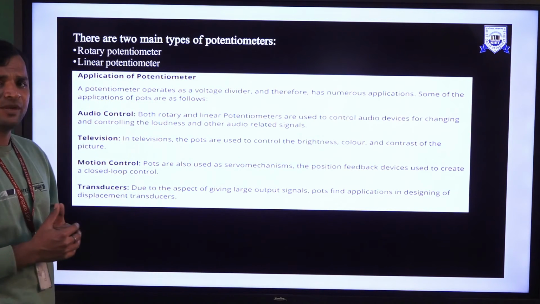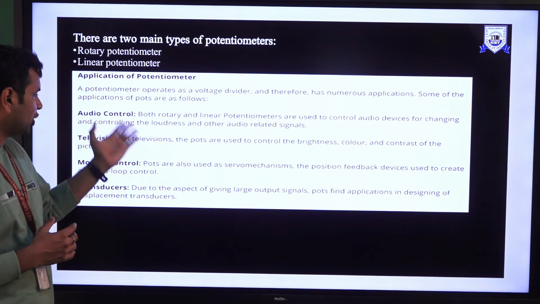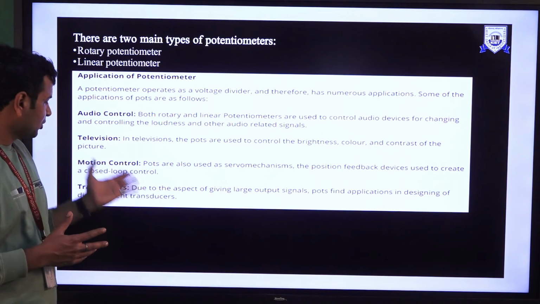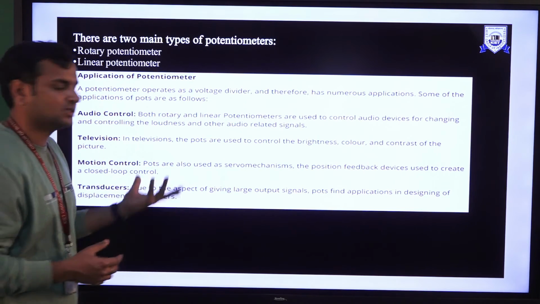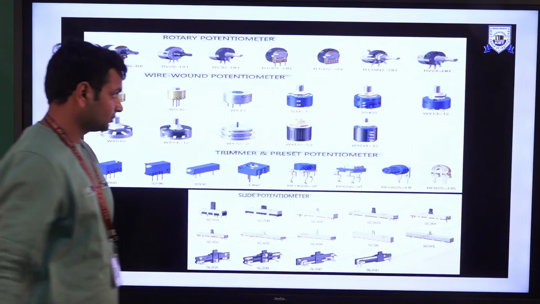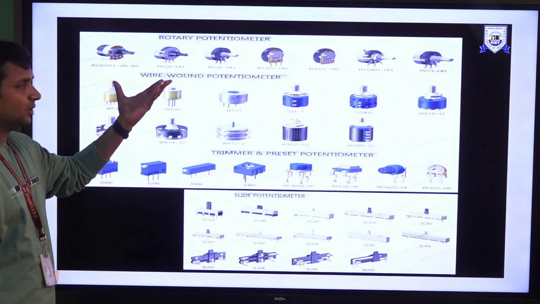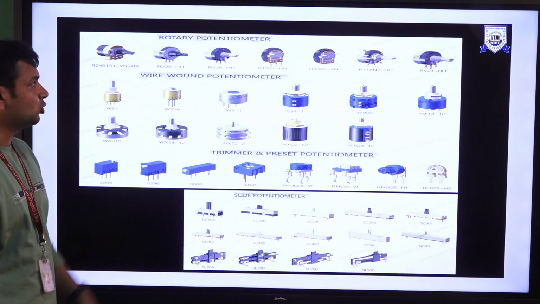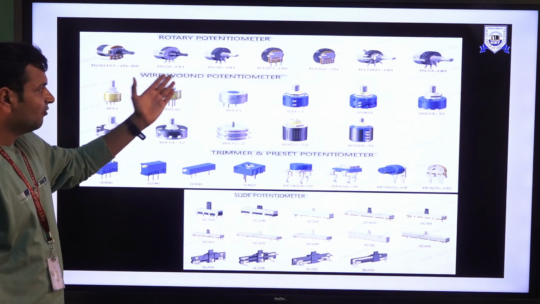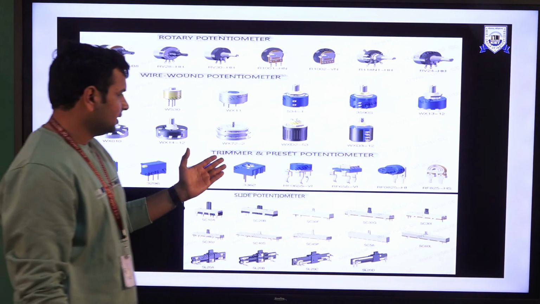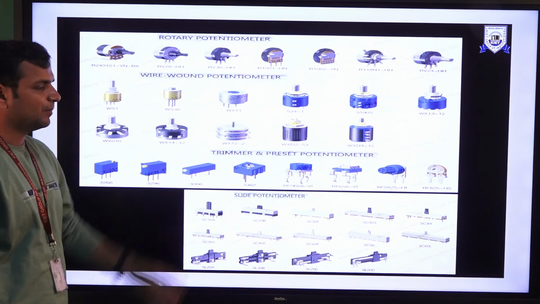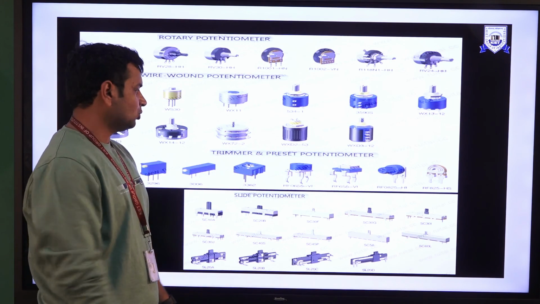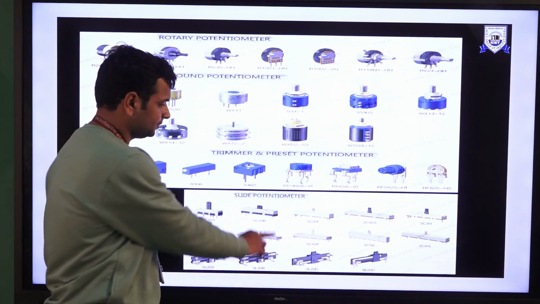So these are certain applications of the potentiometer: audio control, television, motion control, volume control, and in terms of transducers, it is also a type of transducer. You can see the images of various potentiometers, like the rotary potentiometer, wire wound potentiometer, trimmer and preset potentiometer, and slide potentiometer. So these are the images of various types of potentiometer and their model numbers.